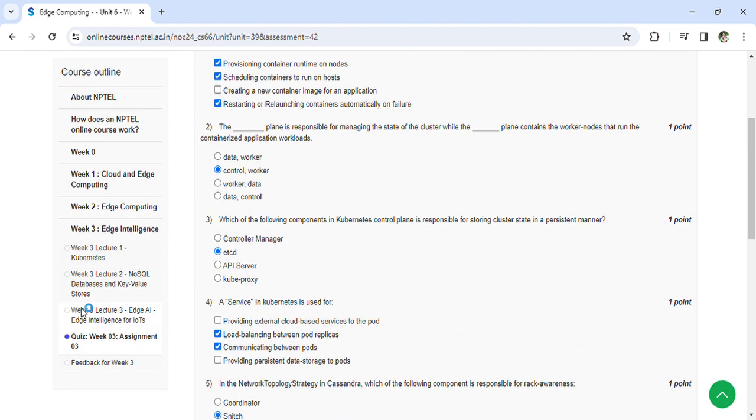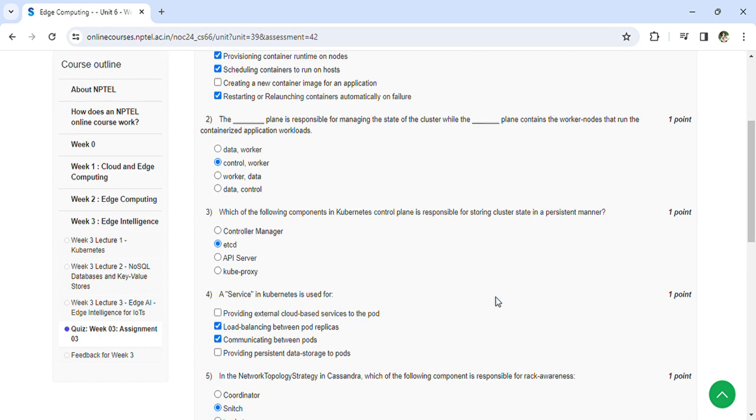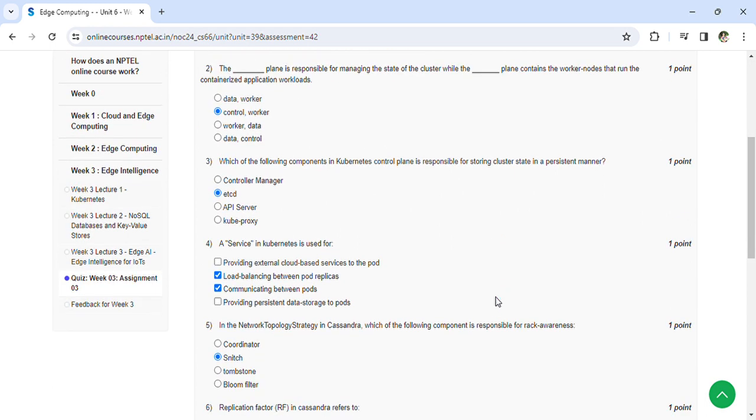Coming to the third question, which of the following components in a Kubernetes control plane is responsible for storing cluster state in a persistent manner? etcd. A service in Kubernetes is used for load balancing between pod replicas and communicating between pods.